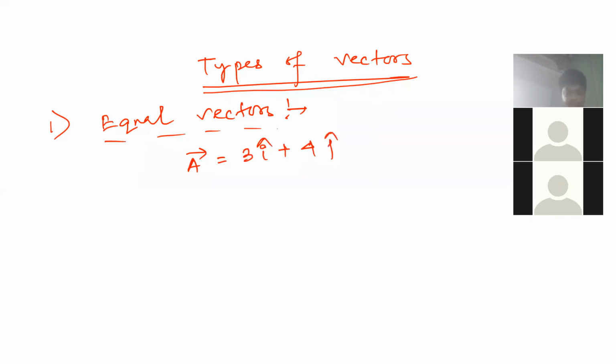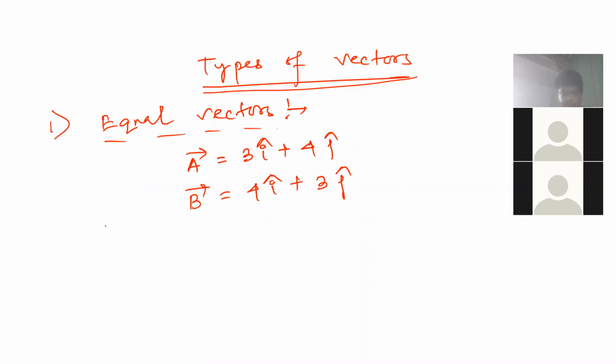Another vector, suppose b vector, equals 4 i cap plus 3 j cap. So these are the two vectors given to you. You have to say whether the two vectors are equal or not. So how to find it out? Equal vectors can be recognized by finding the magnitude as well as the direction, right? If their magnitude and direction are both the same, then we can say that these two vectors are equal.